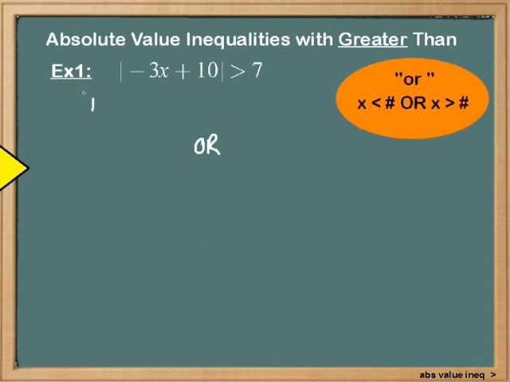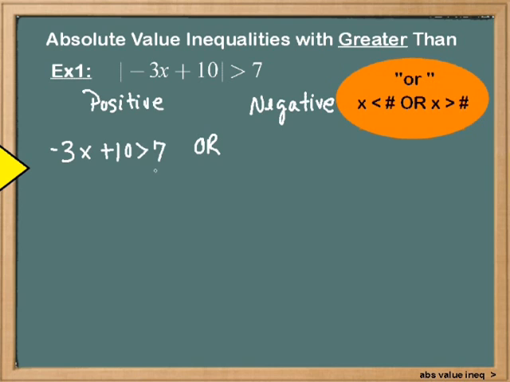Now, as always, we're going to create a positive side and we're going to create a negative side. We've been doing that the entire lesson so far. We're not going to change that theory. We're going to keep working with the idea of the distance from zero, and that's the positive distance from zero.